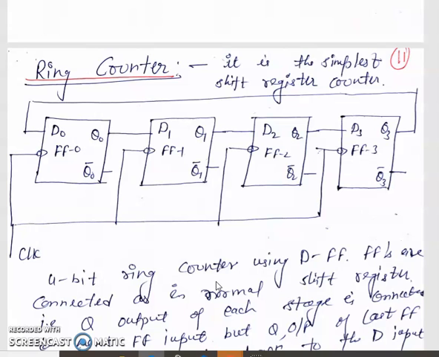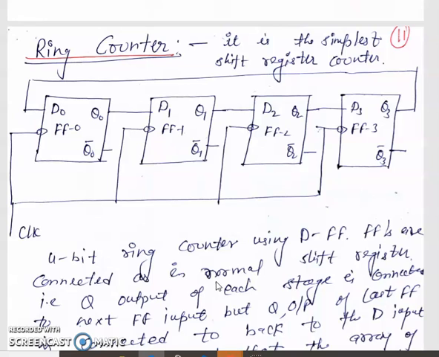It is the simplest shift register counter. If it uses n bits, then it uses n flip-flops. In this example, we are designing a 4-bit ring counter, so we take 4 flip-flops because it includes n states with n flip-flops. This is flip-flop 0, 1, 2 and 3. It is a synchronous counter, so the negative triggering clock pulse is given at the same time to all flip-flops. This is the ring counter.